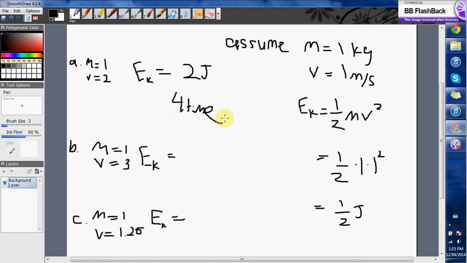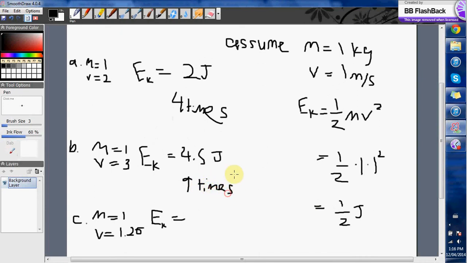And then you use a similar method for question B. It asks that the velocity is tripled, so you just use 3 for the velocity. You put it into your calculator, and you should get 4.5 joules, and then you take 4.5 and you divide it by 1 over 2, and then you get that it's 9 times greater.